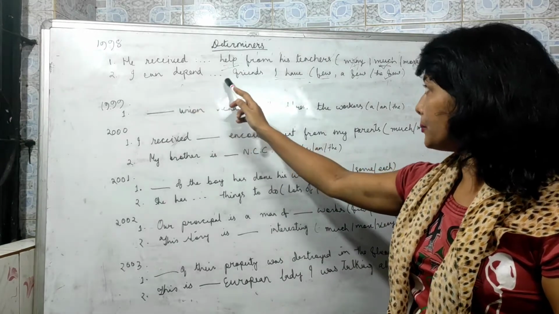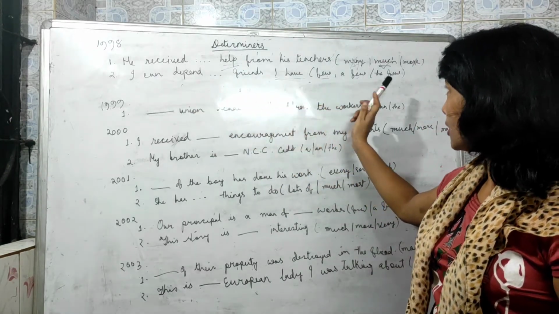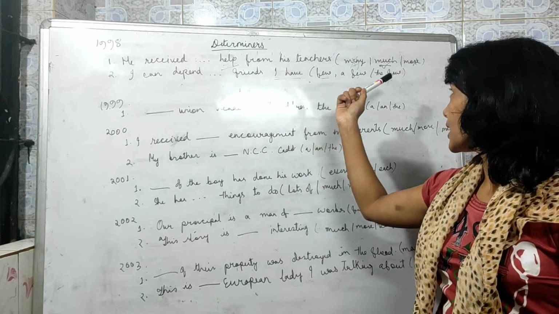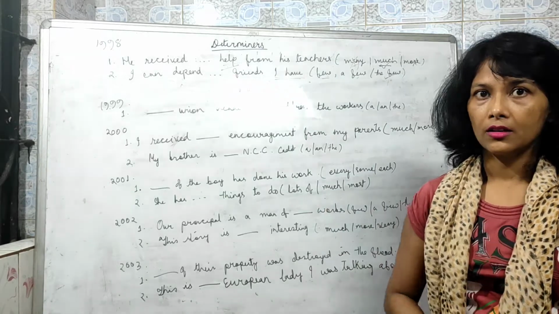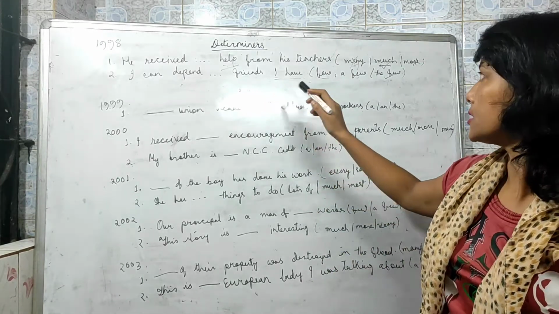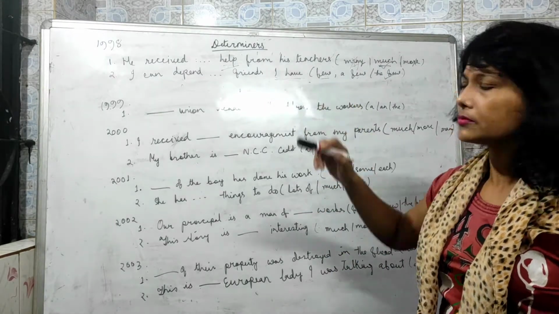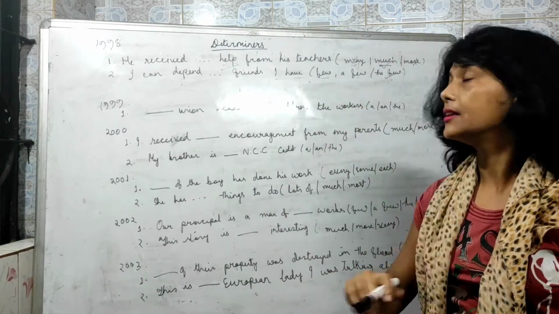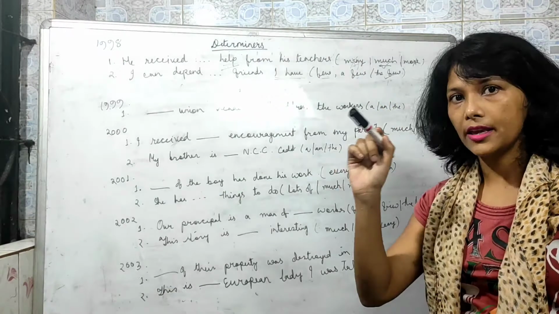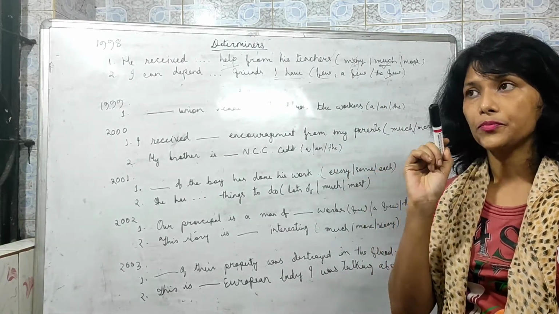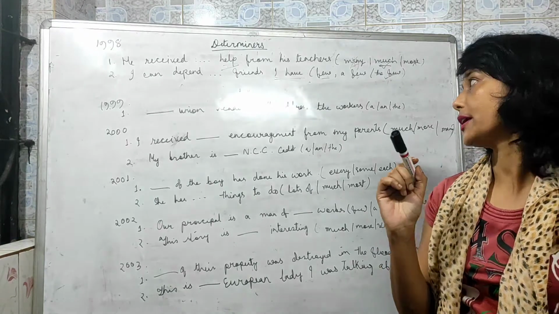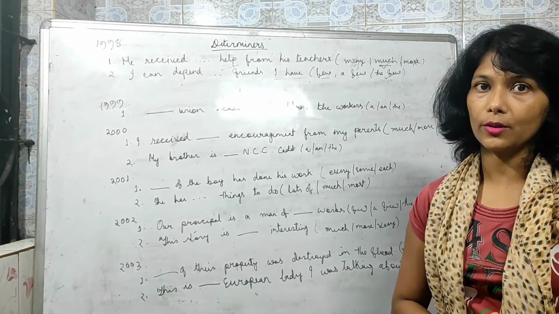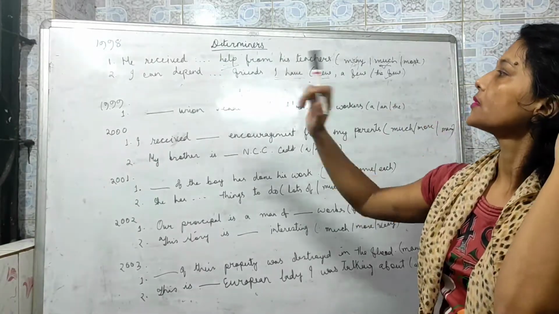Number 2: I can depend dash friends I have. Few, a few, the few. Now the uses of few, a few and the few. If you don't know, let me tell you. Few means almost none. A few means very less. The few means you are referring to a particular or specific group. The is already a specific determiner.